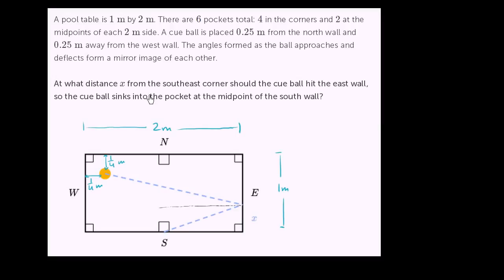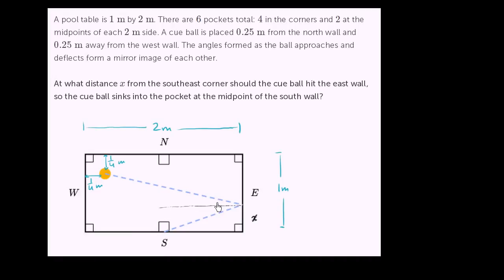At what distance x, so they labeled x right over here, from the southeast corner should the cue ball hit the east wall? So this is the distance from the southeast corner, so the cue ball sinks into the pocket at the midpoint of the south wall. I encourage you to pause the video, and I'll give you one hint. It might involve similar triangles. So let's try to work it through.